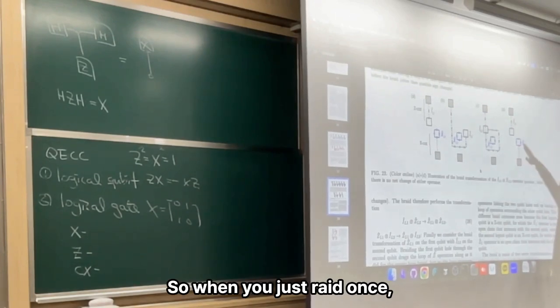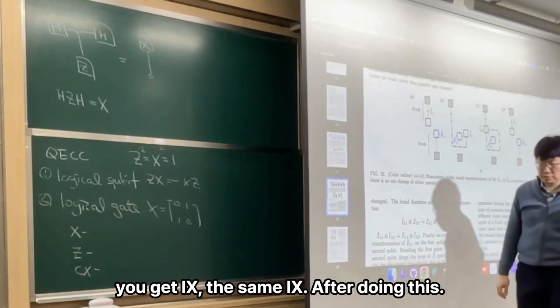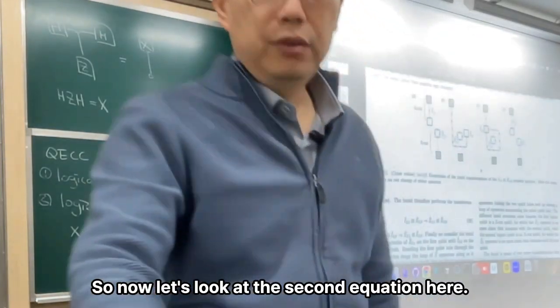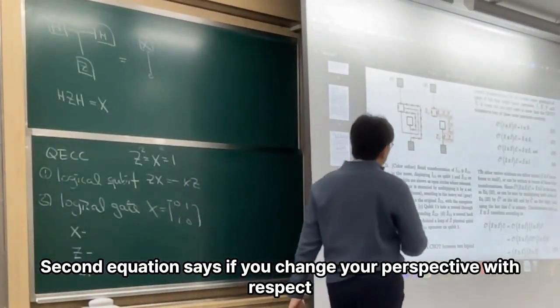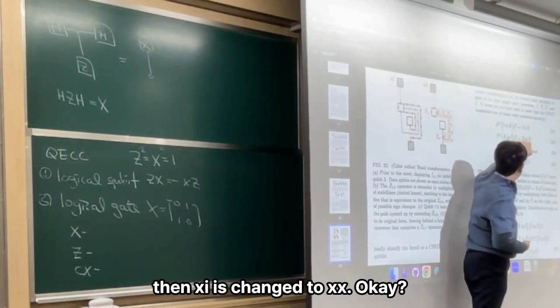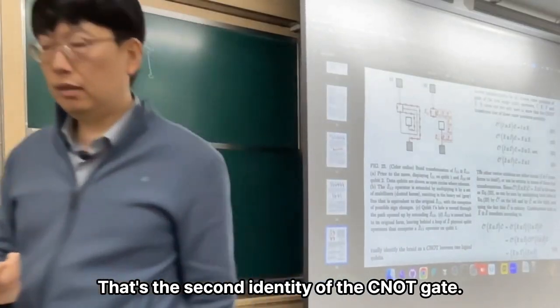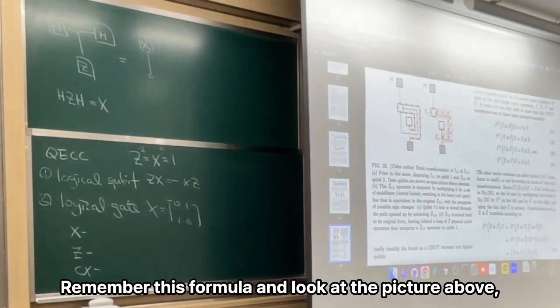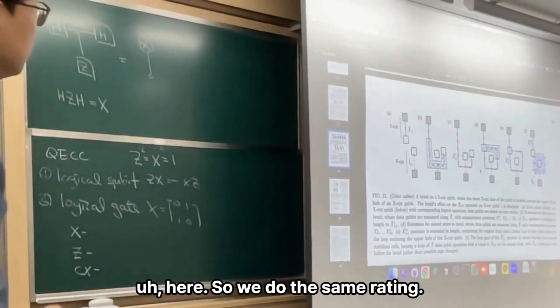So when you just braid once, you get IX, the same IX after doing this. So now let's look at the second equation here. The second equation says, if you change your perspective with respect to the CX gate, then XI is changed to XX. Okay, that's the second identity of the CNOT gate.